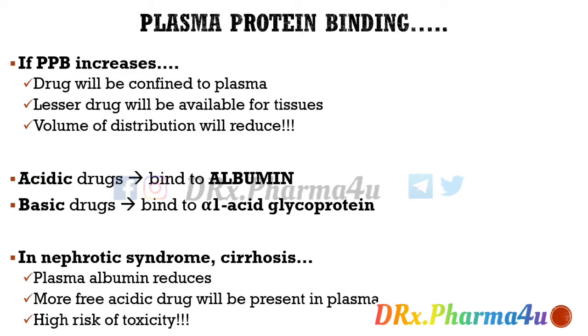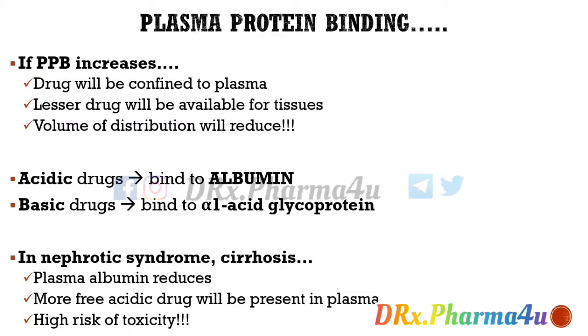Acidic drugs usually bind to albumin, and basic drugs bind to alpha-1 acid glycoprotein. So acidic drugs, already I mentioned a mnemonic. Acidic drugs bind to albumin, and basic drugs bind to alpha-1 acid glycoprotein.